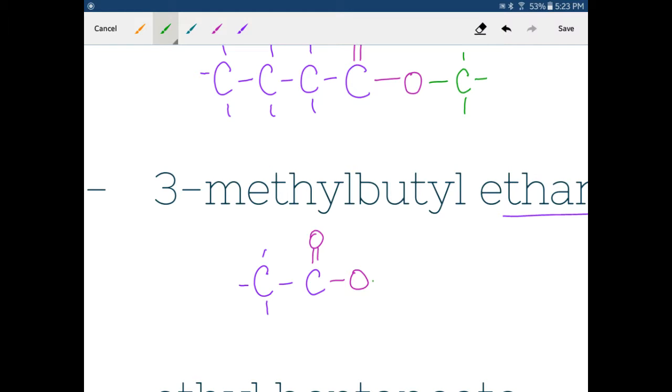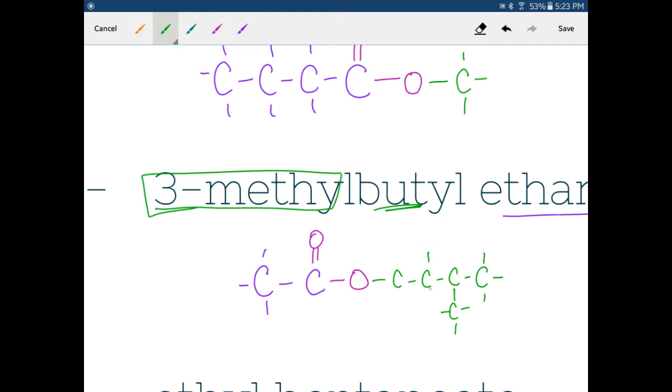So I know that I have bute, meaning 4. 1, 2, 3, 4. And off of that 4 carbon branch, I have a branch off my branch. So off of my 3rd carbon, 1, 2, 3, being consistent naming from this direction, my left to my right, I have a 3-methyl-butyl, which looks like this, ethanoate. Okay, so there's lots to look at there.